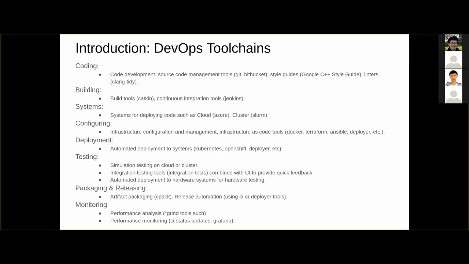Then we get into the building step. So the building step, you guys are already aware of, Catkin. We already have a Catkin build system with ROS, so that allows us to build code in whatever order we want, sourcing whatever we want. As well, continuous integration helps automate that as well.